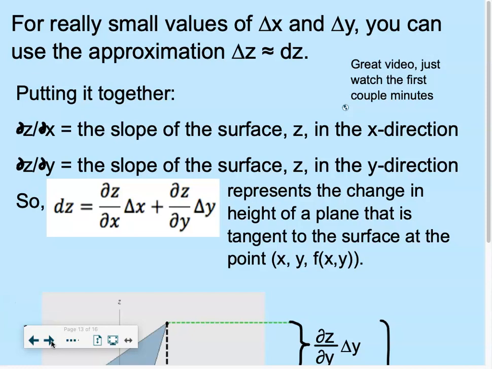Okay. All right, so partial z, partial x, that's the slope of the surface z in the x direction. We already know this. Partial z, partial y, that's the slope of the surface z in the y direction. So dz represents, this is where I have to show you the picture, the change in the height of a plane that is tangent to the surface at the point x, y, z, essentially. So the change in the height of the plane tangent to the surface, it's your change in your z value based on the changes in x's and y's.